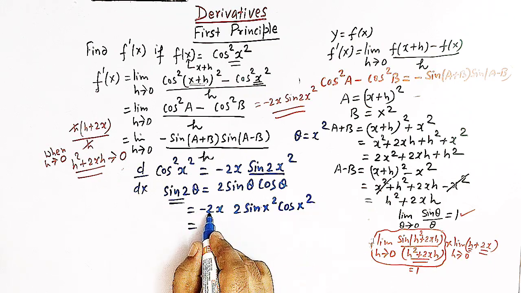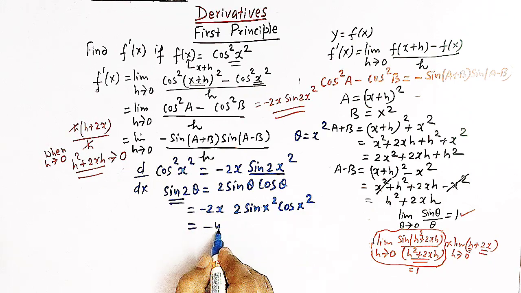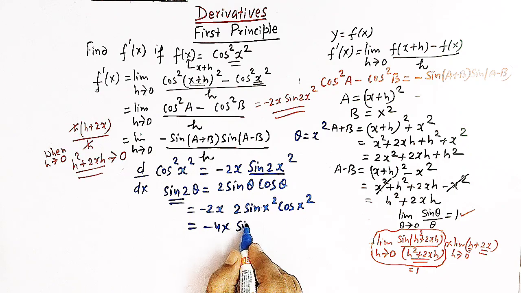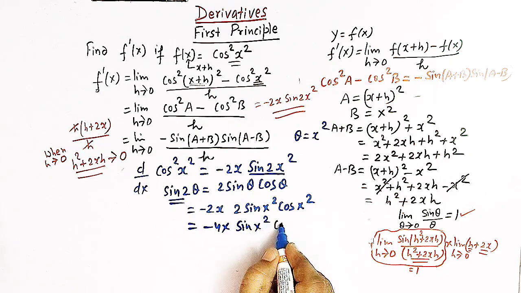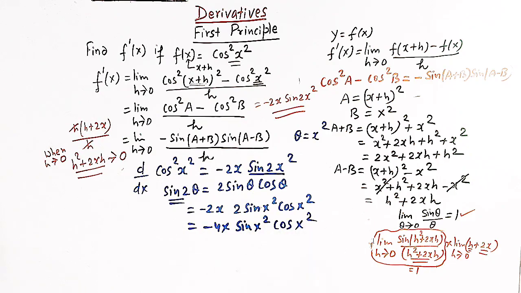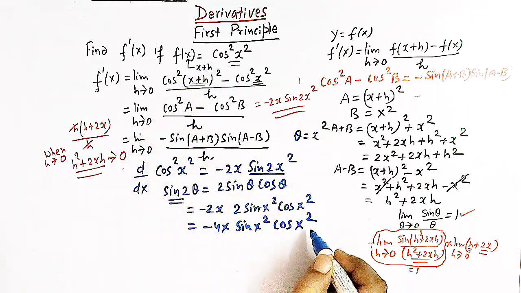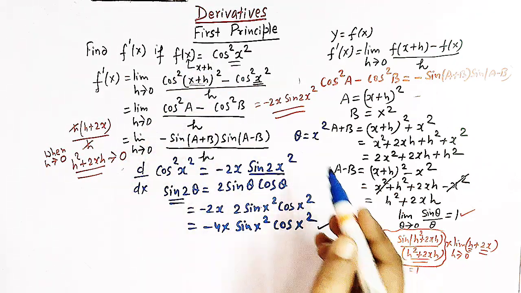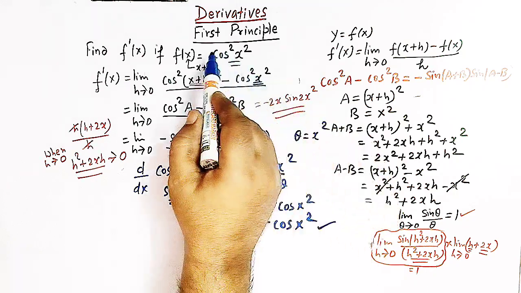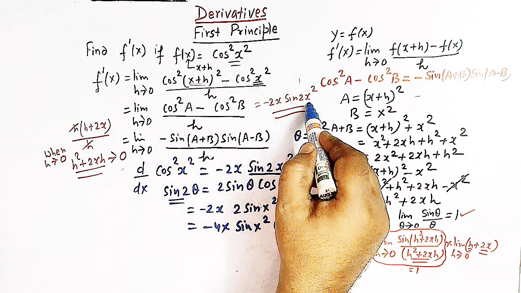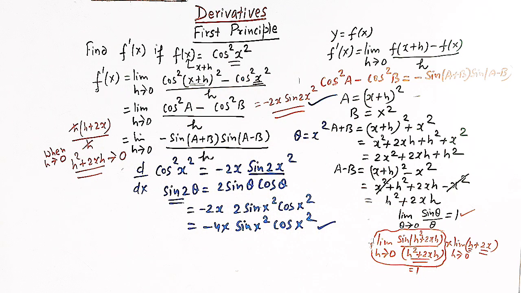So now 2 times 2 is 4, so we have minus 4x sine x square cosine x square, right? So the derivative of this function can also be expressed like this, or we can also write the derivative in this form also, right? So this is how, by using the concept of first principle, we can find out the derivatives of functions.